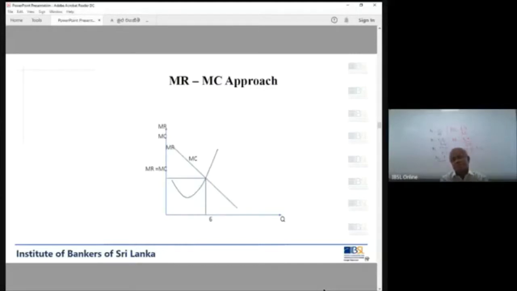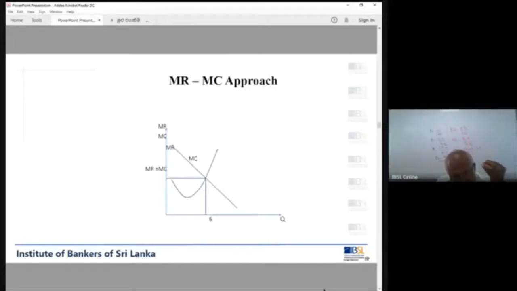Understand? Now that is the final point in the MR-MC approach. The profit maximizing rule is to produce the output up to the point where MR equals MC. If MR is greater than MC, increase output. If MC is greater than MR, decrease output. When MR equals MC, stop the output. Don't deviate. That will be the profit maximizing output. So the beauty of this approach is we can recommend to the firm.